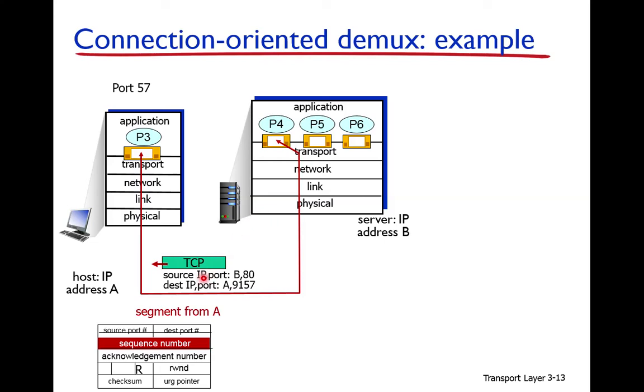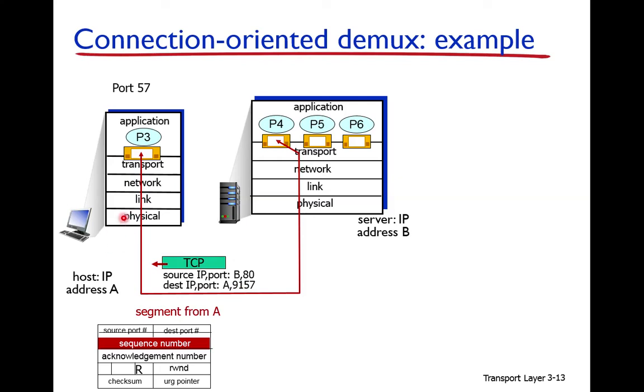So suppose the TCP is sending a message with the source IP address, which is the IP of the client, not the server, and port number 80, the port of the application sending the message. The destination IP address is the host IP address, with port number 9157, the port number of host A. So this client is sending data to this server. This message is coming from the source IP address and port 80 of this machine, and it is going to destination IP address A and port number 9157.